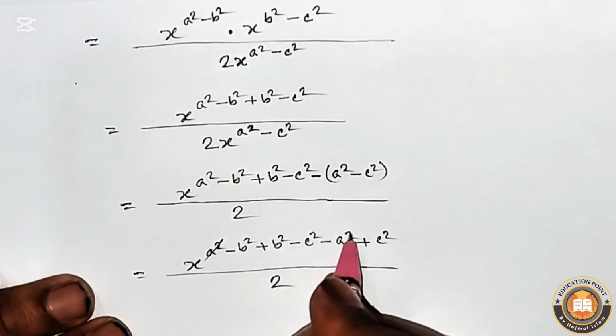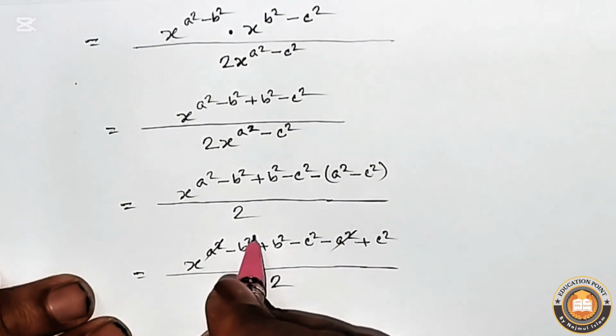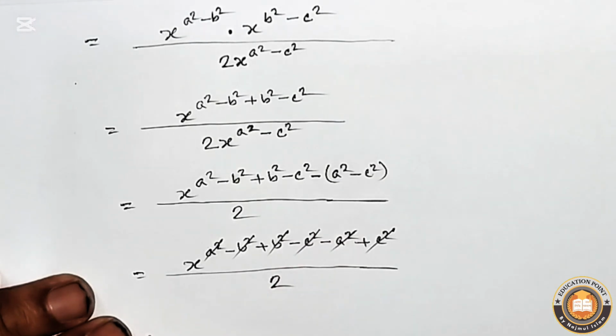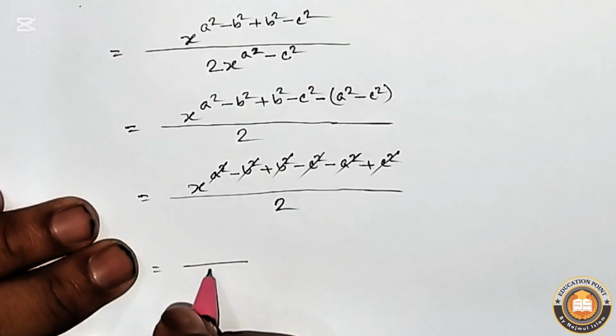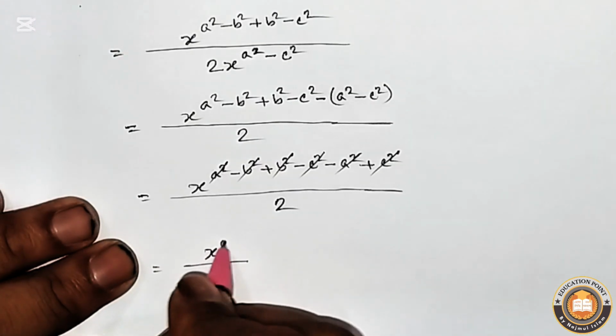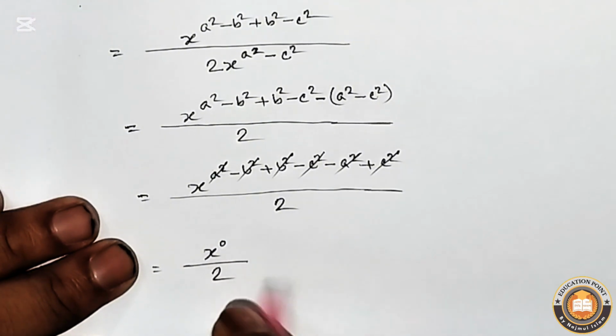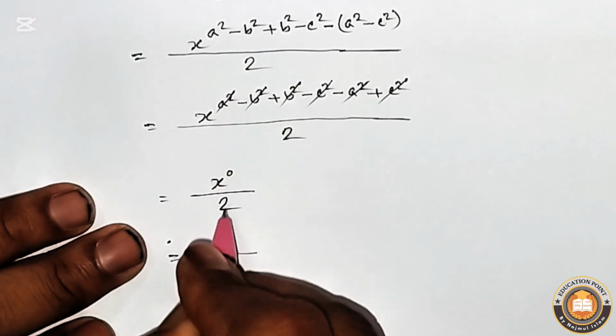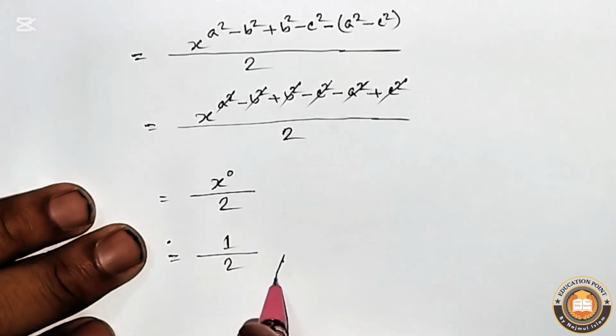Here plus a square minus a square equals 0, minus b square plus b square equals 0, plus c square minus c square equals 0. That means x to the power 0 by 2. x to the power 0 means 1 by 2.